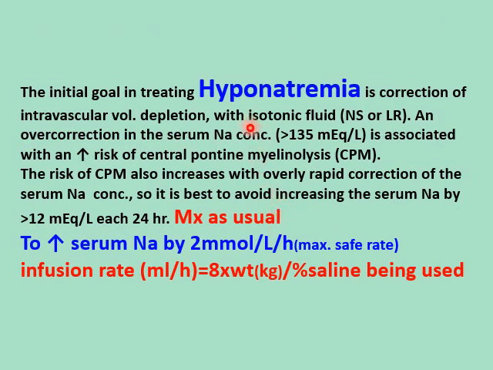Here, in case of hyponatremia, as I told you, it may be or mostly is iatrogenic. Serum sodium is less than 130 milliequivalent per liter. Treatment is correction of intravascular volume depletion with isotonic fluid, normal saline or Ringer lactate. An overcorrection in the serum sodium to more than 135 is associated with an increased risk of central pontine myelinolysis. So you must not approach a serum sodium above 130 to 135. So, central pontine myelinolysis.